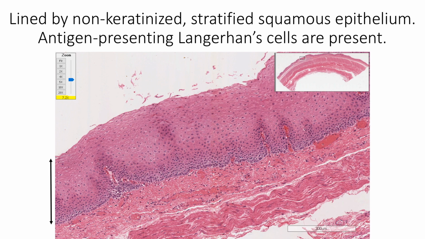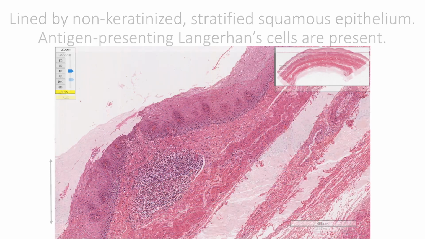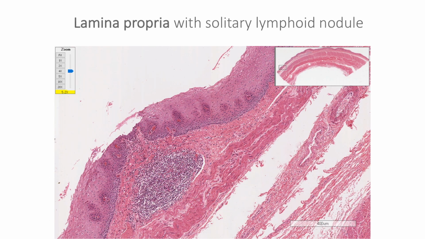Between the epitheliocytes, antigen-presenting Langerhans cells are also present. Lamina propria is very similar to what we see elsewhere in the digestive tract. It contains blood vessels, lymphatics, nerves in a layer of connective tissue. Diffuse lymphatic tissue and occasional solitary lymphoid nodules are also found.